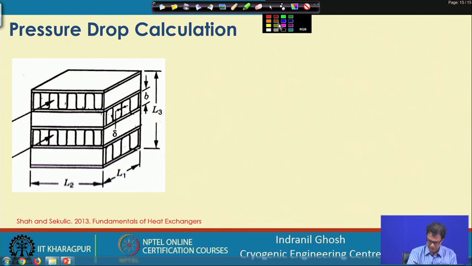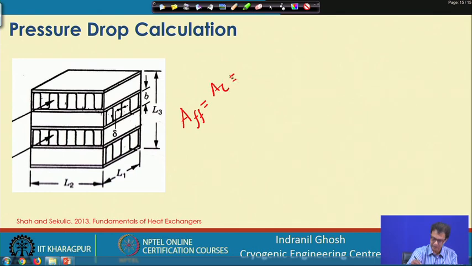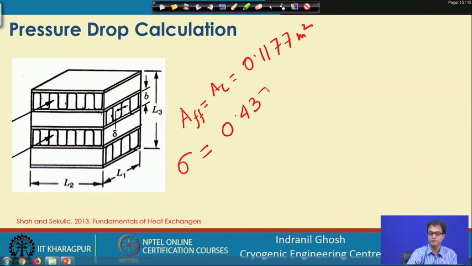We have also been given the free flow area as well as the frontal area. We have already learned about the minimum free flow area AFF, or here we have defined it as AC, that is equal to 0.1177 meter square, and the free flow area by the frontal area, sigma, is equal to 0.437. We have these values given for the geometrical properties.